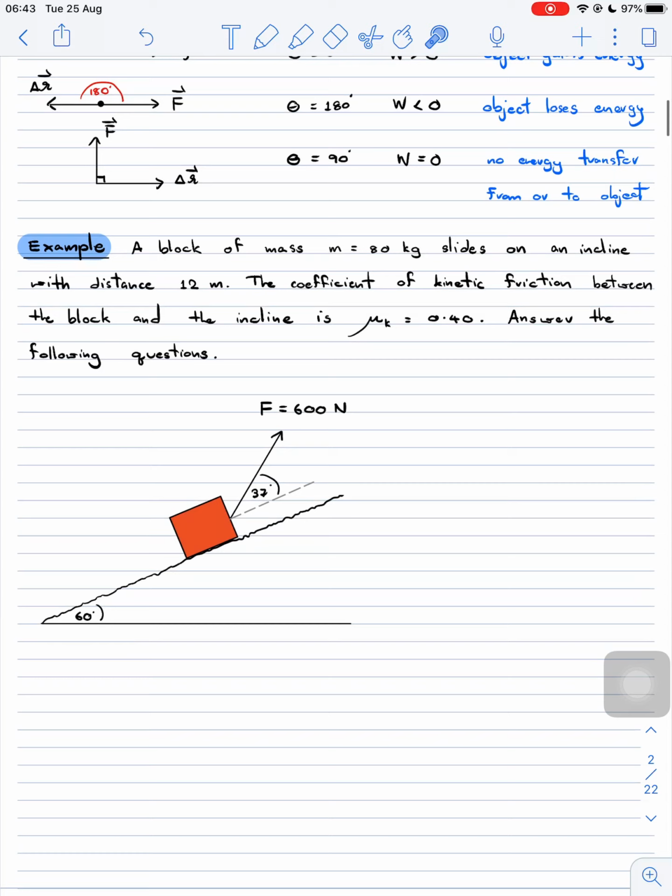Examples. A block of mass 80 kilogram just slides on an incline with distance 12 meter. So this means the displacement the object can move, but right now we don't know yet whether the object will move up or move down, because the question just tells us the block slides on the incline. We don't know if it's going to go upwards or downward. The coefficient of the kinetic friction between the block and the incline is mu k. So answer the following questions.